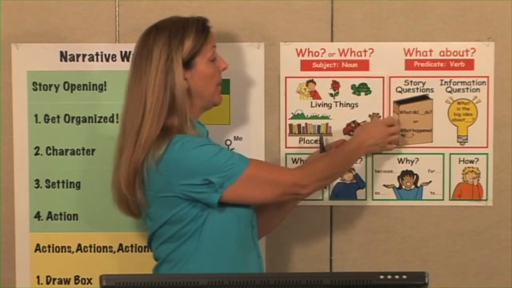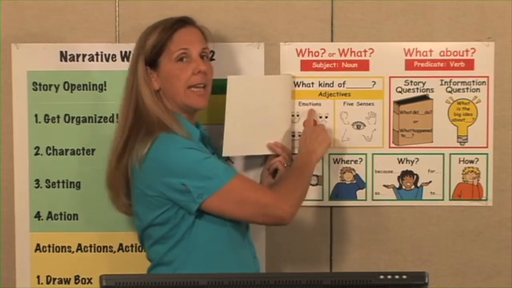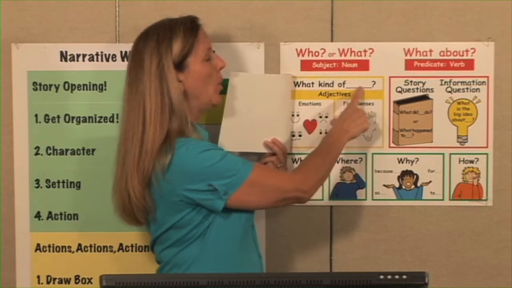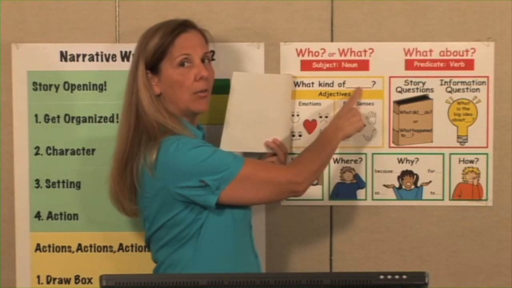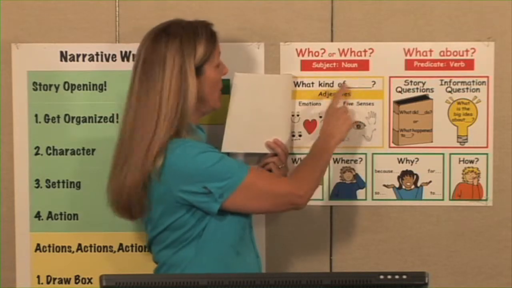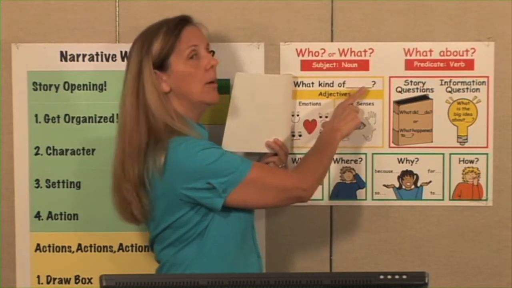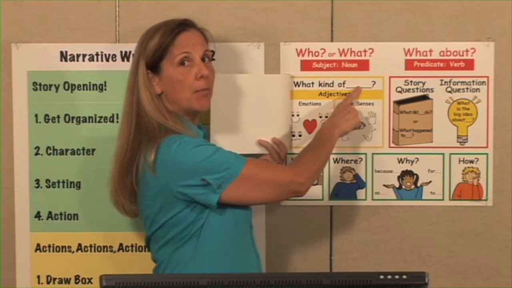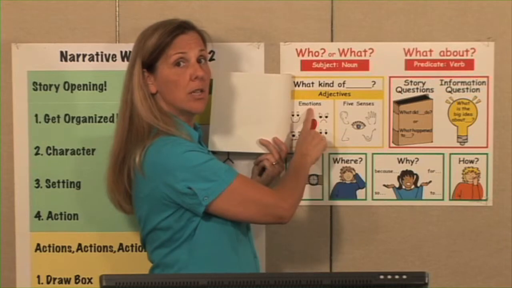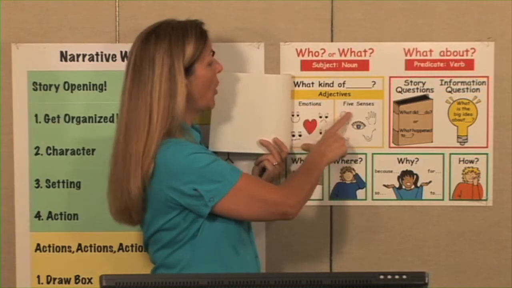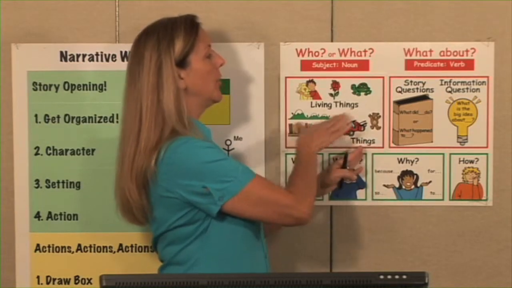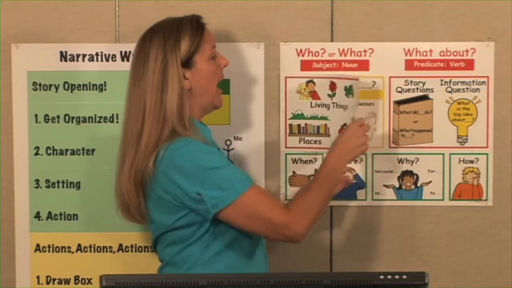Underneath the subject flap, you will open it up and see the adjective box. Here we have the question, what kind of, with a line. That's where we put the noun. We always ask the noun, what kind of. So if it was monkey, we would say, what kind of monkey? That helps us come up with the adjective. Are we going to describe how our monkey feels, or his personality, or use the 5 senses to describe our monkey?